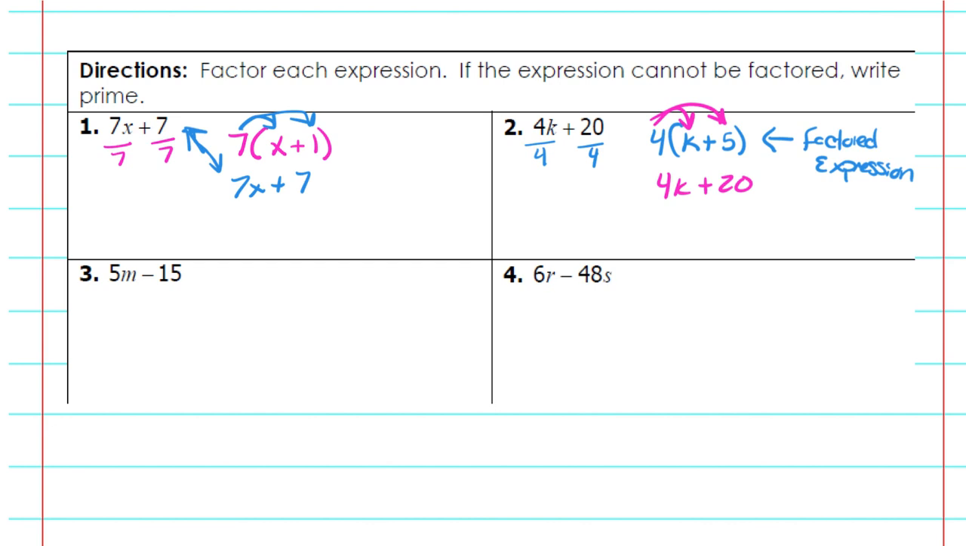Looking at number 3, same thing. 5m minus 15: they both end in 5, so I know they're multiples of 5. If I take 5 out, I am left with m minus 15 divided by 5, which is 3. And if I want to work backwards again and double check my work, 5 times m is 5m, minus 5 times 3 is 15, and those indeed are the same.